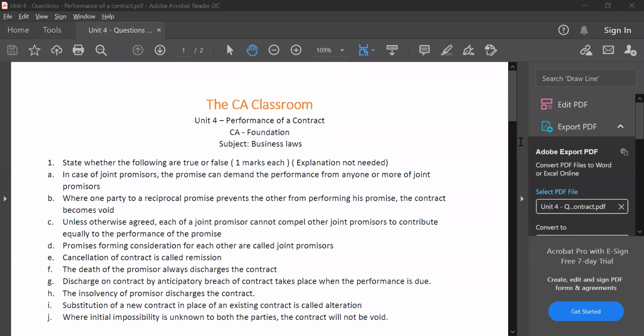So Priti is asking a question. If the seller doesn't know about the fact, the seller thought the horse is good and he sold it, he is still liable because he has given warranty.